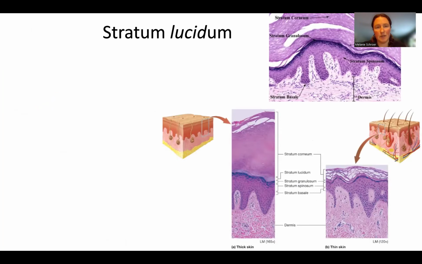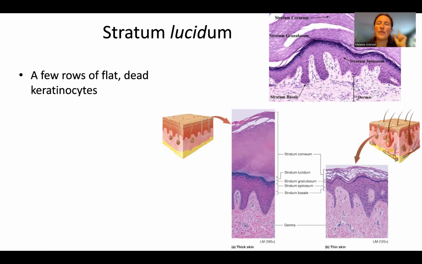Stratum lucidum, called lucidum because lucid means clear. So if you are lucid, you are thinking clearly. This is the one that's only present in a couple places. It's a pretty thin layer and it's pretty clear, right? So this is a clear layer. It doesn't actually take up stain like the rest of the layers of the epidermis do.